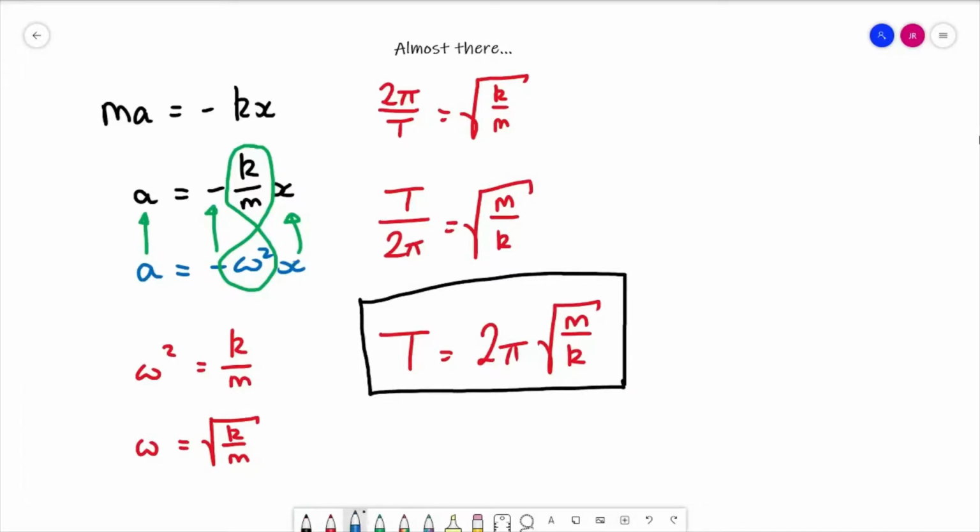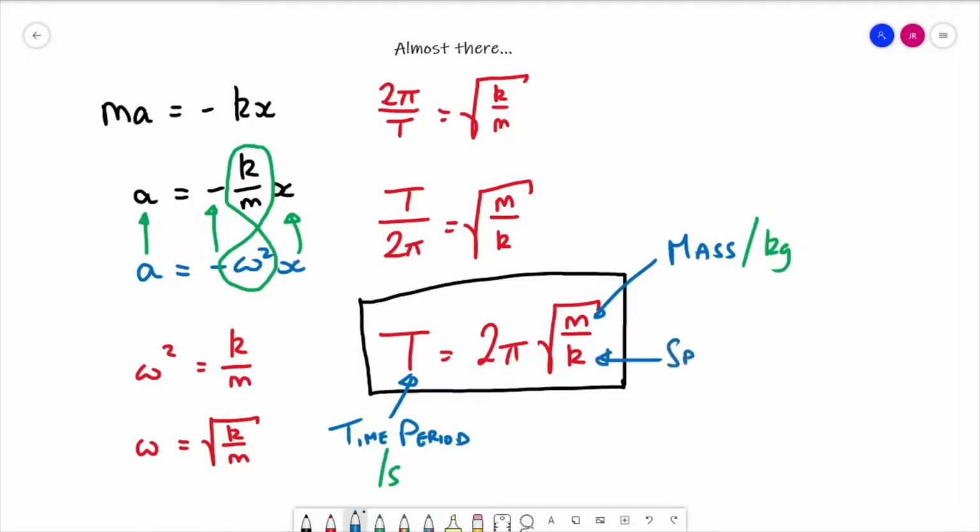Once again, to define our terms as usual, T is the time period, measured in seconds. m is the mass that we have placed on the spring, which will be measured in kilograms, and k is the spring constant.